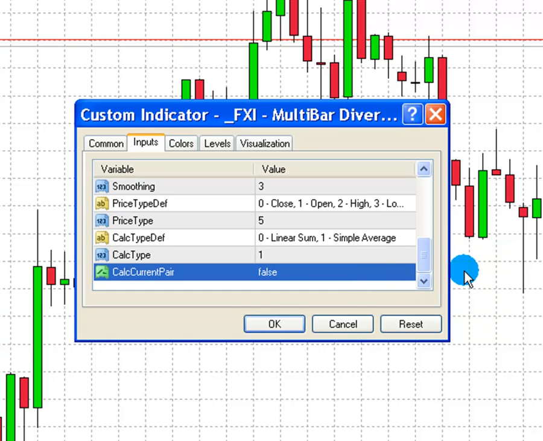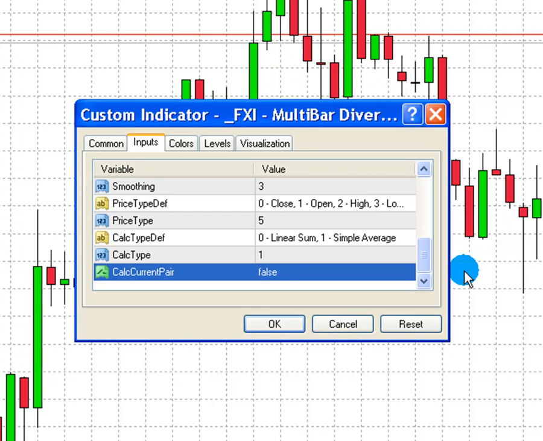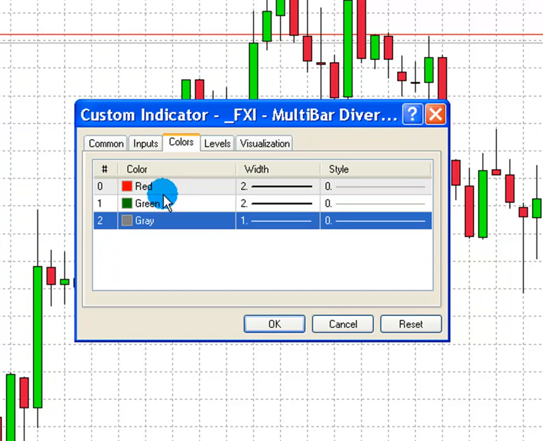Calc current pair indicates whether we use the current pair, in this case the euro dollar, in the internals calculation itself. We have this defaulted to false, and we strongly recommend that it stay that way. Let's just look at the colors we're going to be using. Red and green, and I sort of prefer black on this white background here, so it's easier to see.